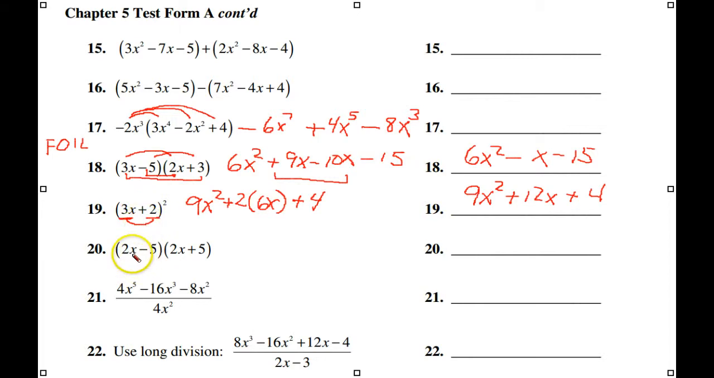Okay, and here's another special product where we are multiplying conjugates. Now, conjugates are sets of terms that are the same, but one's the sum and the other's the difference. When we multiply conjugates, we get what is called the difference of perfect squares, because the inner and outer terms cancel out. So here we're going to get 4x squared minus 25.